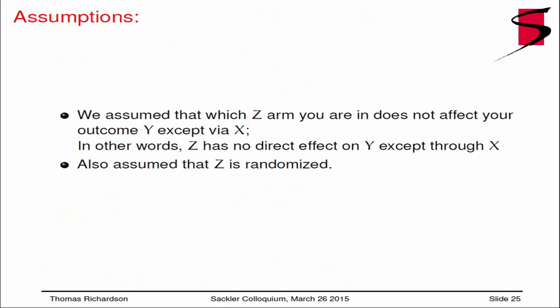Okay, so notice, what did we assume? We don't get anything for nothing. We assume that the Z arm you're in doesn't affect your outcome Y except via X, so we're assuming Z has no direct effect on Y except through X, and we also assume that Z is randomized.